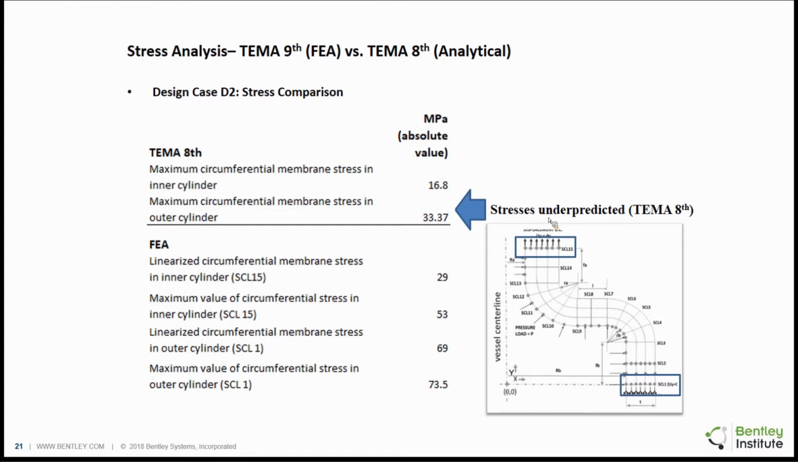Likewise, the linearized circumferential membrane stress in the outer cylinder is 69, and the maximum value of circumferential stress in the outer cylinder is 73.5. So in this case, you find that TEMA 8 actually underpredicts the stresses.